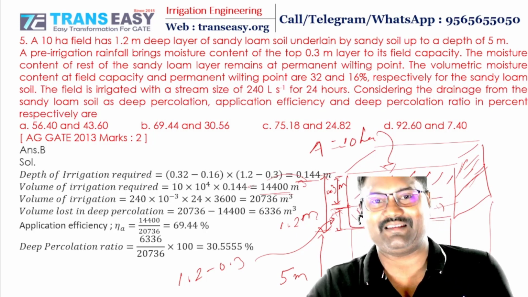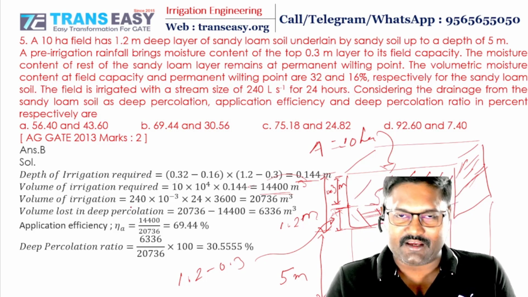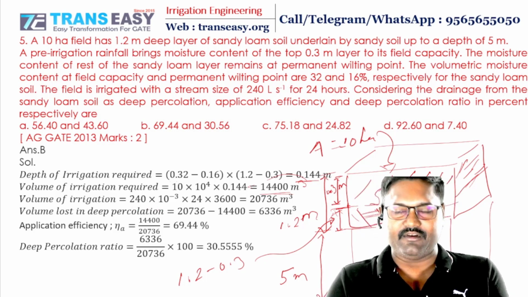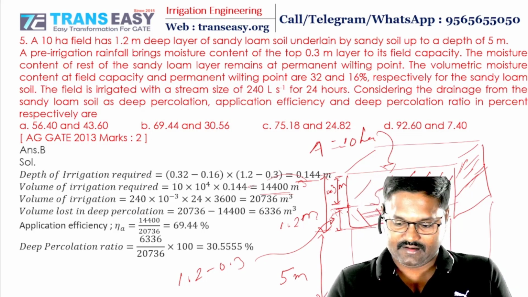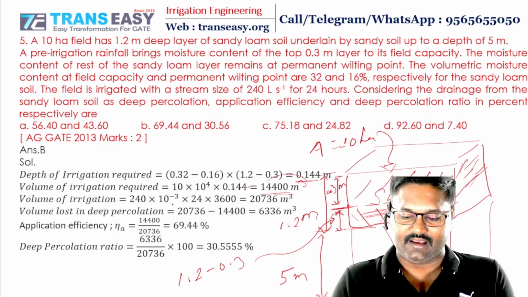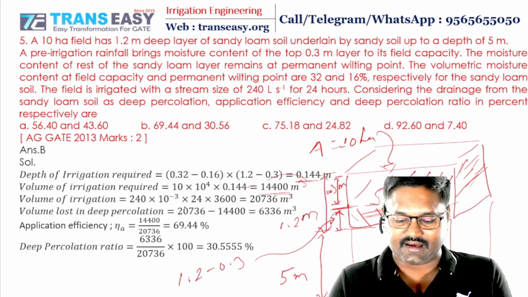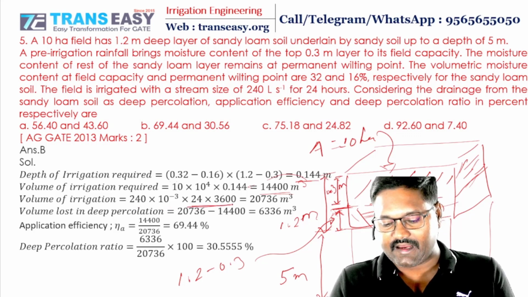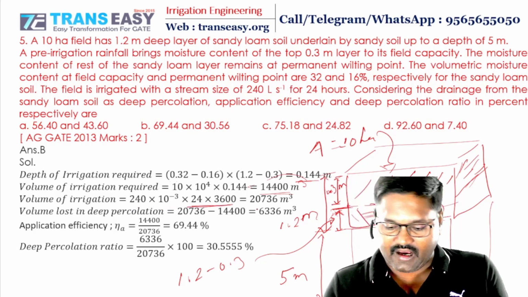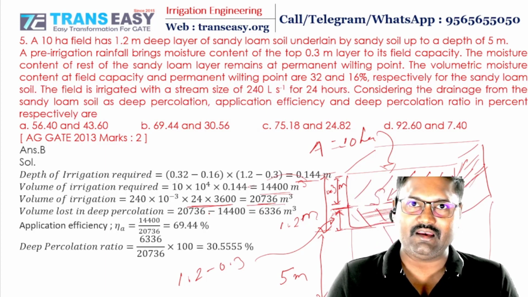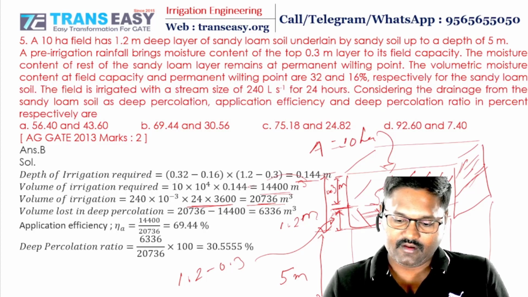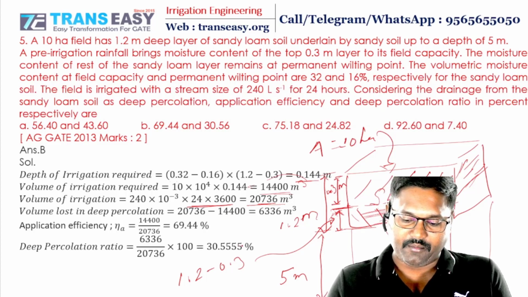Volume of irrigation: stream size 240 liter per second, and we are irrigating this field for 24 hours. So in 24 hours, total amount of water used in irrigation is 240 into 10 to the power minus 3, in order to make it in meter cube per second, into second, total seconds in 24 hours. This is total volume of irrigation. Volume lost in deep percolation.